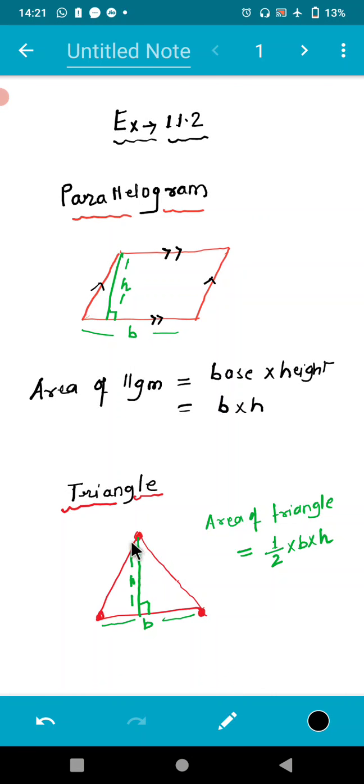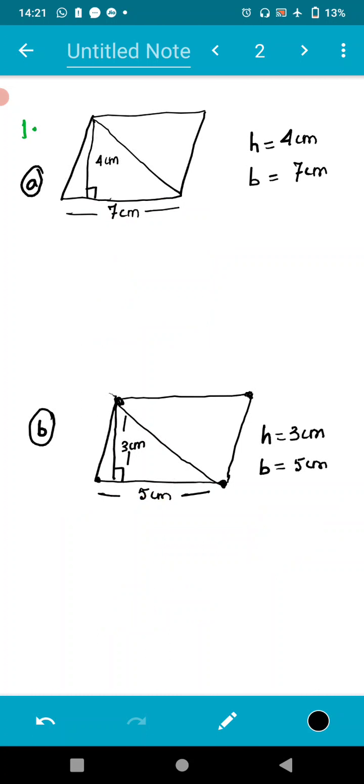Now we all know this figure is a triangle. This length is called a perpendicular distance from a vertex to the opposite side, and this should be 90 degrees. So this length is called altitude or height, you can say, and this will be considered as base. So area of a triangle is half into base into height. Okay, now let's begin with question number 1.